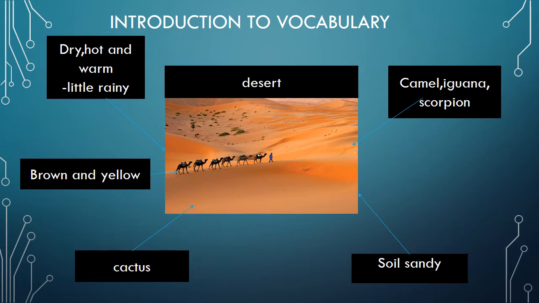Next, we look at the desert. Desert is dry, hot, and warm, and also a little rainy once in a while. You can find camel, iguana, and scorpion around the desert. The desert is brown and yellow. You can find cactus. Lastly, the soil is sandy.